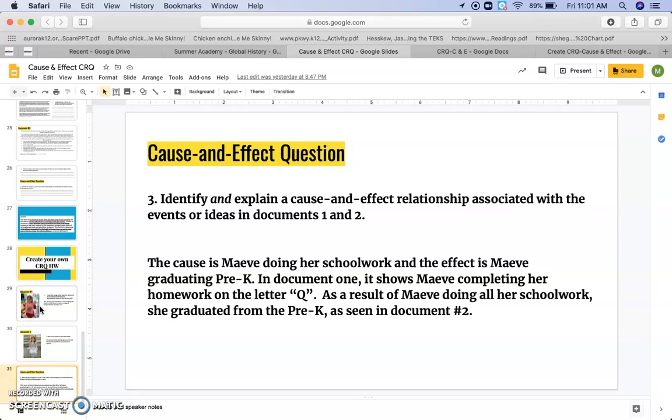Now I'm providing my evidence in the second part. In document 1, it shows Maeve completing her homework on the letter Q. As a result, okay, of Maeve doing all her schoolwork, she graduated from the pre-K as seen in document 2.